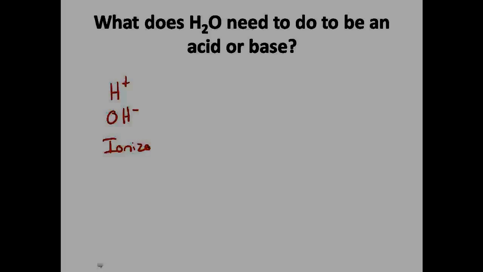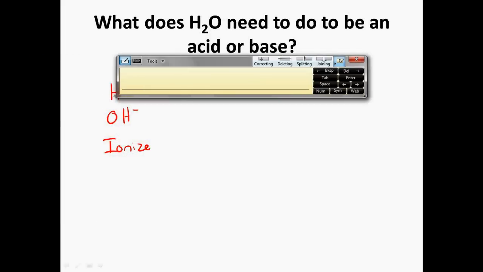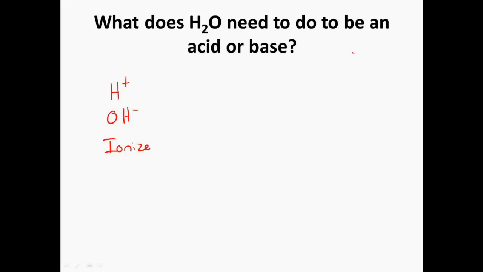So what are we looking at for H2O in order to be an acid and a base? There's a little checklist going on here. Hey, is it an acid? Does it contribute H plus? Is it a base? Does it contribute OH minus? And lastly, does it ionize? Does it dissociate? Does it break apart? We have three checklists here that water needs to have in order to make it considered an acid or a base.